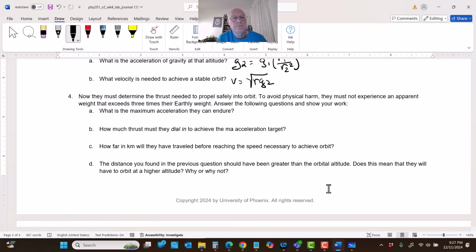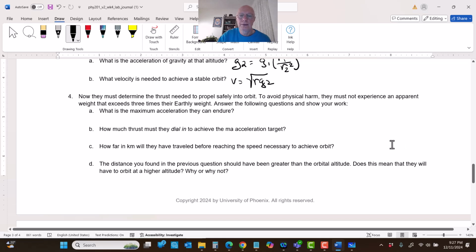Now they want to determine the thrust needed to propel their rocket into orbit safely. And they don't want to be harmed, of course. And they know, I guess they're in good physical shape, and they can handle 3 times their earthly weight as they accelerate into orbit. So, what's the maximum acceleration they can endure, right? Let's go back to the whiteboard.